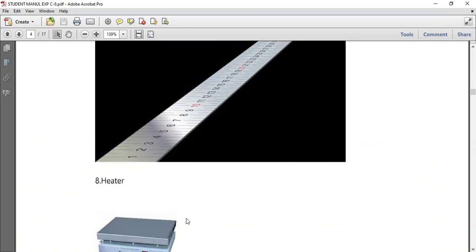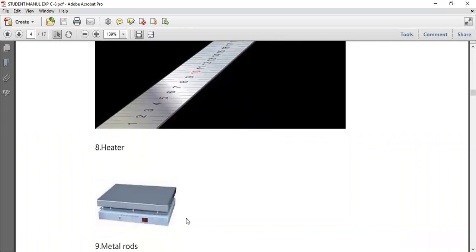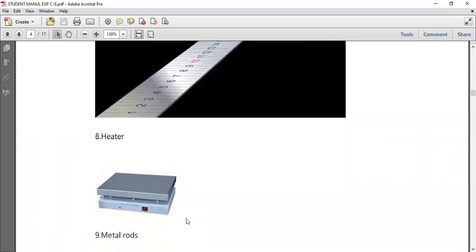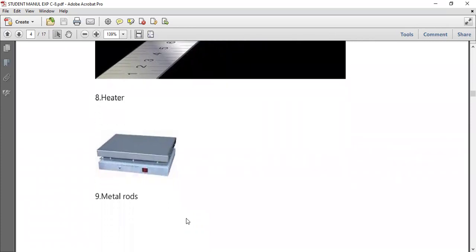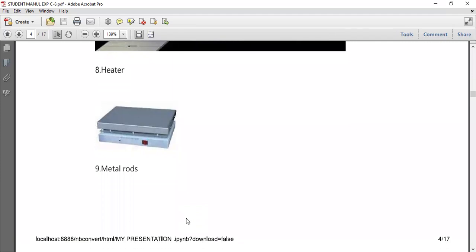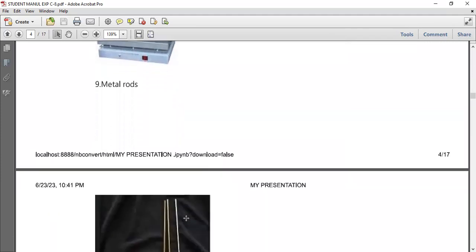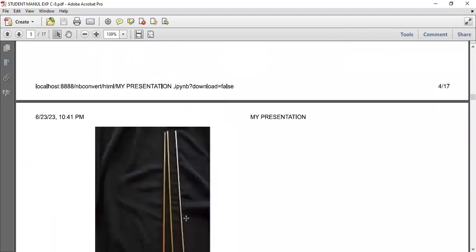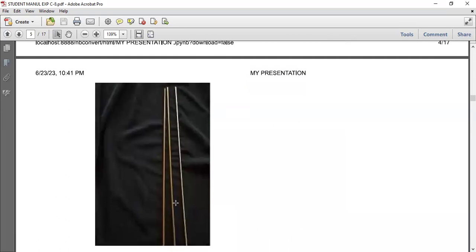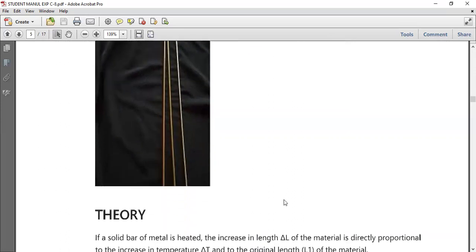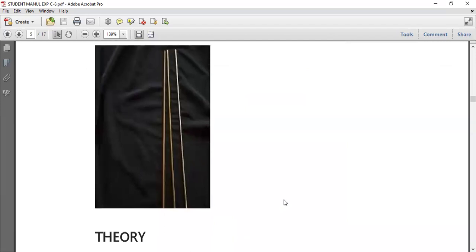We also have what we call a heater, just a source of heat. It will be used to produce heat. And we also have the 3 metal rods that are under study. We can see here we have steel, we have brass, and we have copper here. So basically those are the things that are needed in this linear expansion experiment.